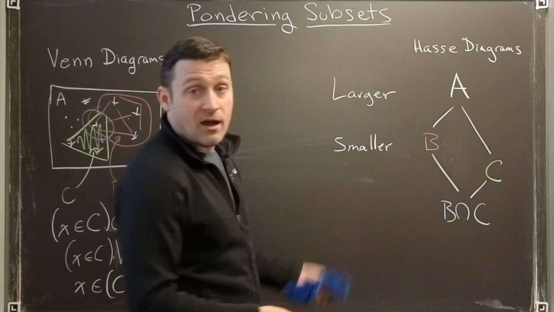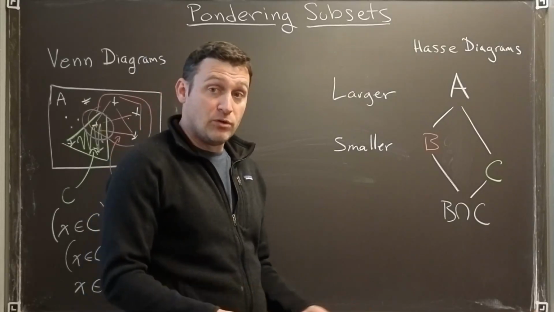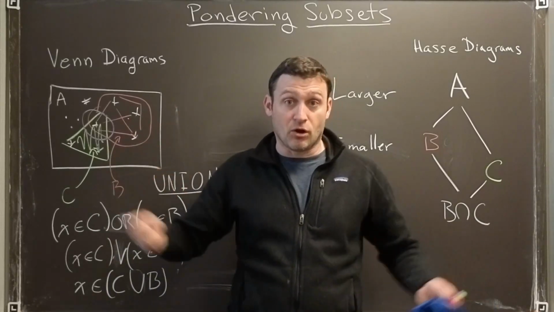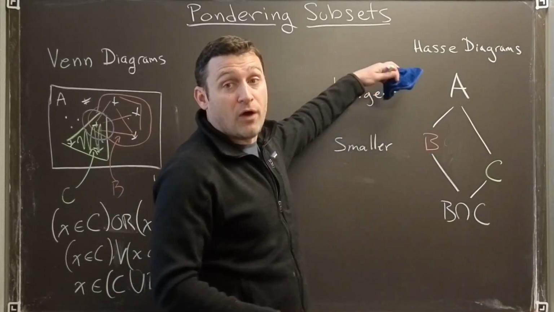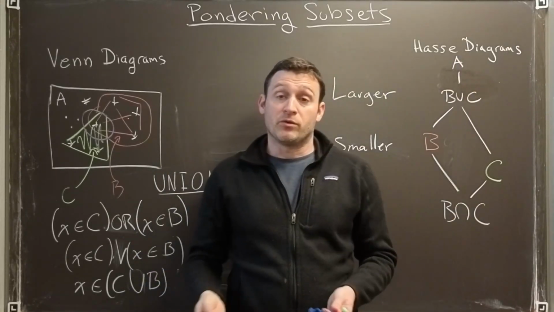How do we update our Hasse diagram? Our Hasse diagram also has a place to locate the union. The union is containing both B and C. It's the larger of these. So it should move up in our diagram. And there you have it. That's where B union C is.